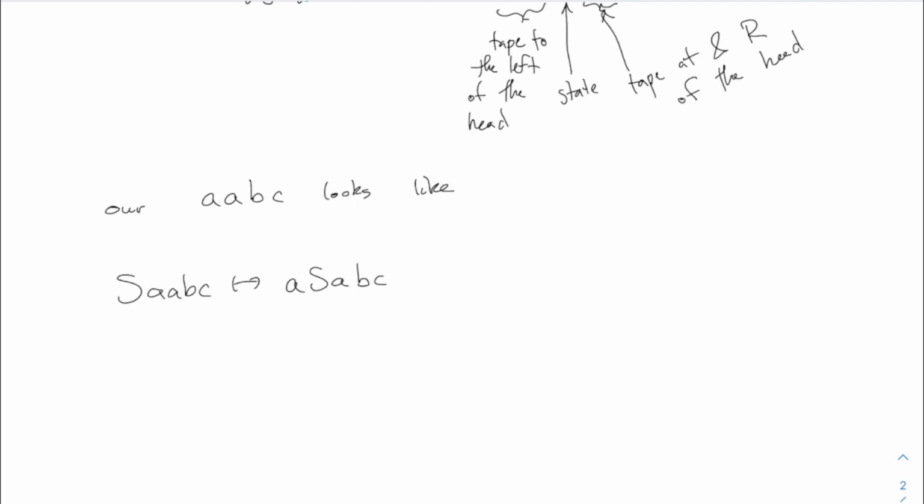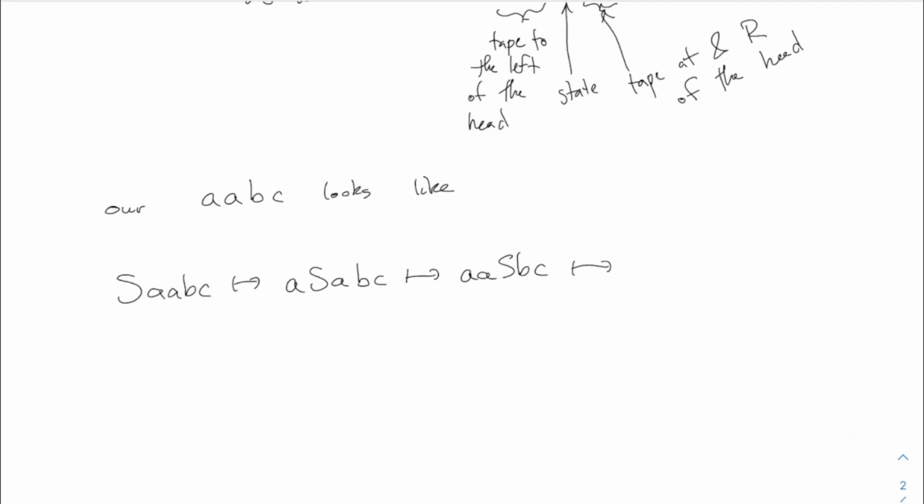The head left the first A like it was, and then the head moved to the right by one position and stayed in state S. And then in the next step, it again moved to the right, so it became A S B C. And then in the next step, it again moved to the right, but the state changed to T.